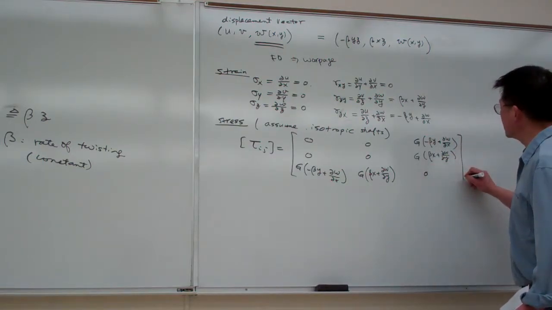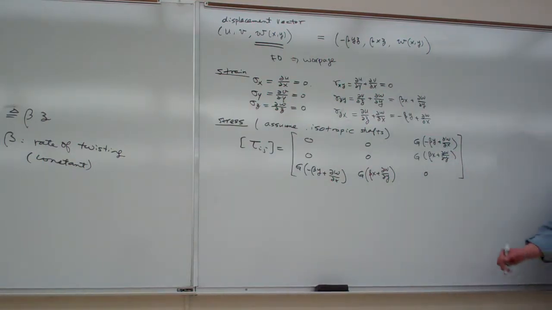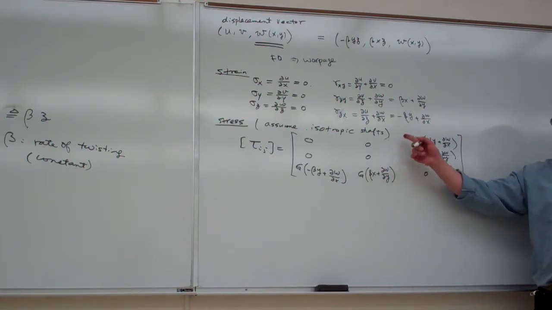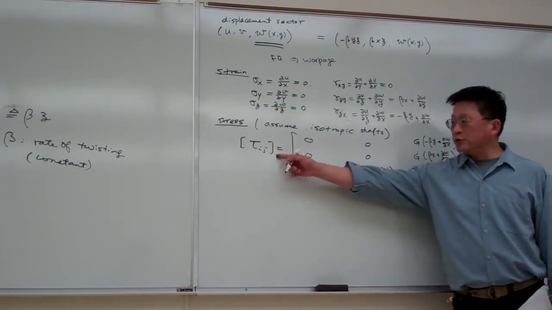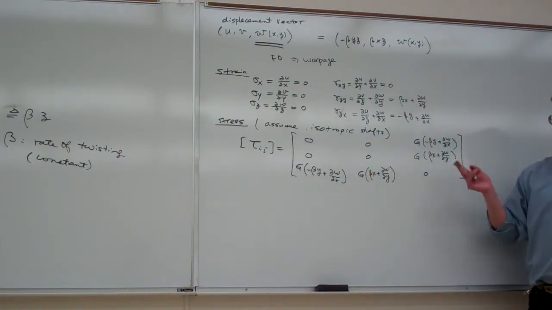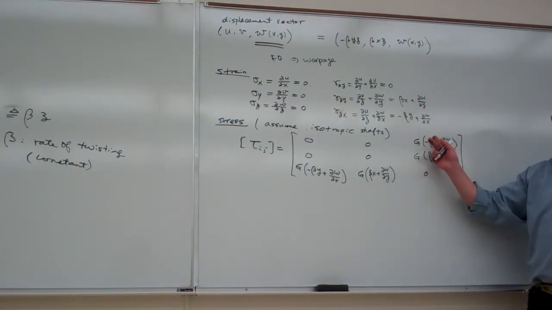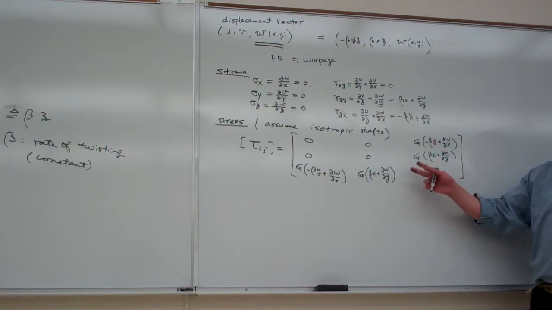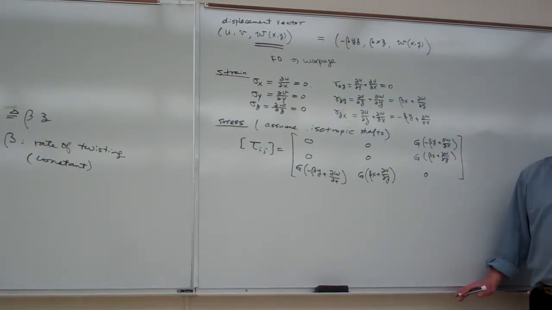So again, refer to isotropic Hooke's law, and then you should be able to formulate that the only two non-zero stress components are the xz and yz components. The others will be zero. Good?